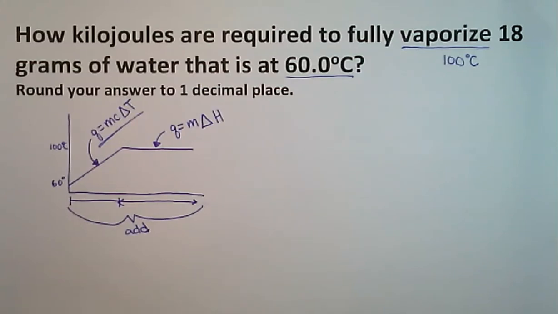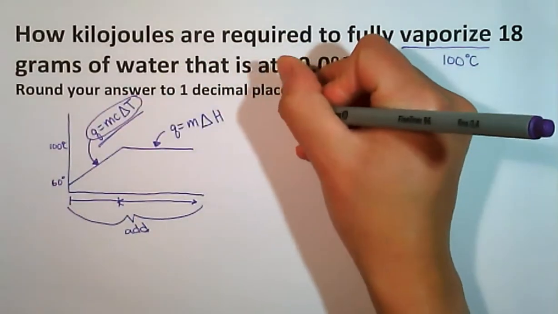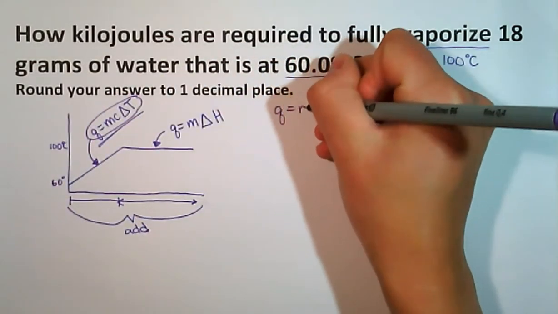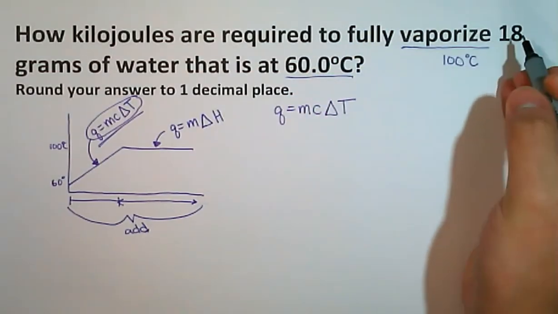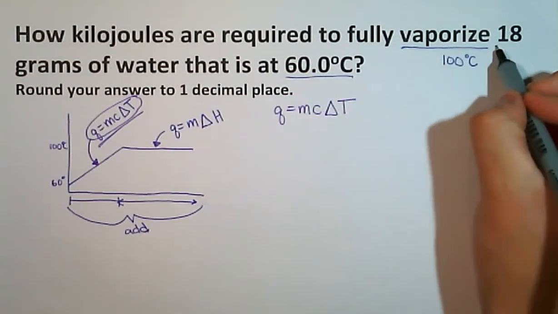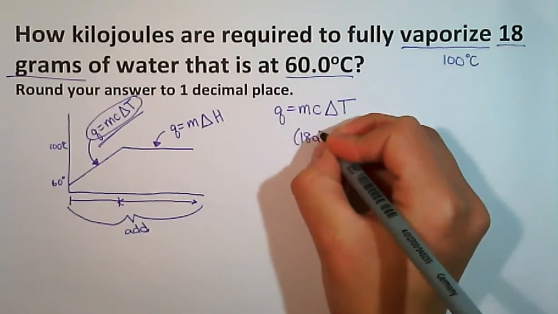I'm actually going to get two different colors here so we can keep track a little bit more easily. So let's get a green pen and a purple pen. This first section we'll use the purple pen for. Okay, so Q equals m times C times delta T. In our problem, we're given a mass, 18 grams. So m would be 18 grams.